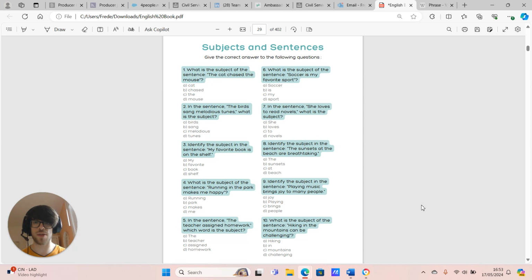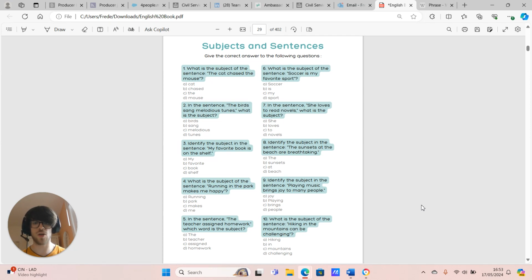Have a go at these questions now. It's just about noticing what the subject in each sentence is. Remember, the subject is the person doing the action, doing the verb. The object is having the action done to it or in relation to it.